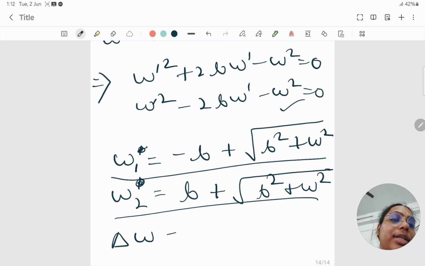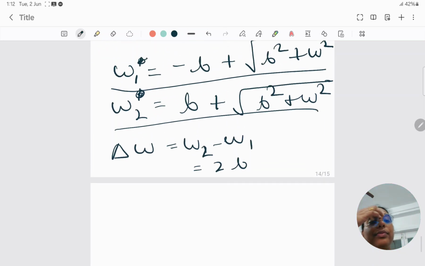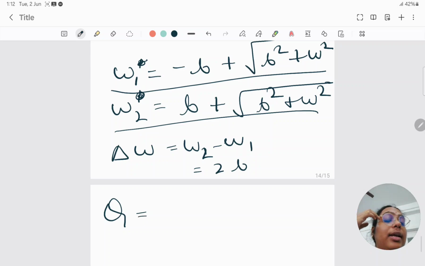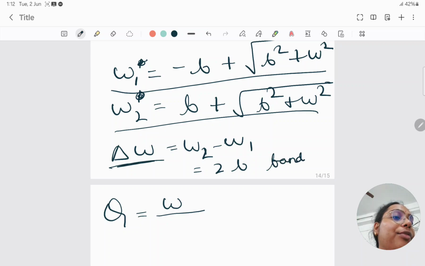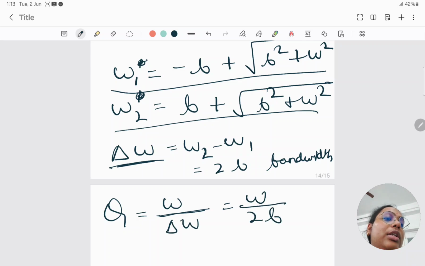So delta omega means the difference between the two half power points. Omega 2 minus omega 1 will be 2b. Okay, so what will be the quality factor? Quality factor is defined as the ratio of frequency divided by the bandwidth. Bandwidth means the difference between the two half power points. That is the bandwidth, and the bandwidth we have calculated is 2b.